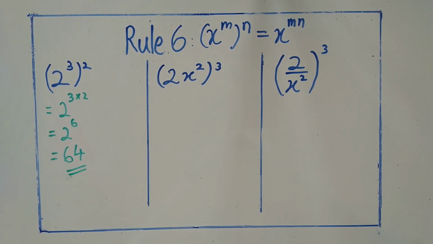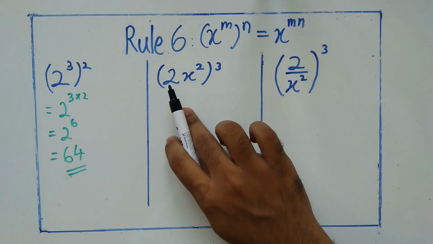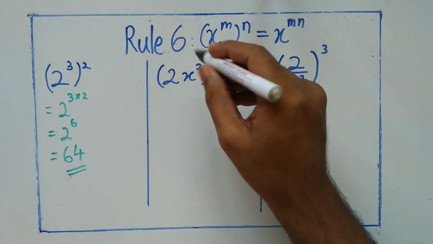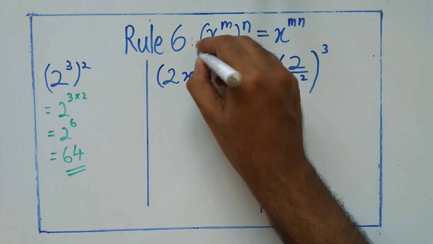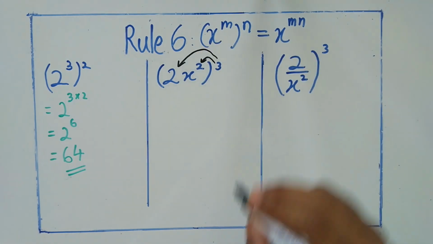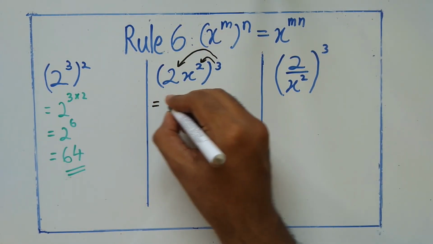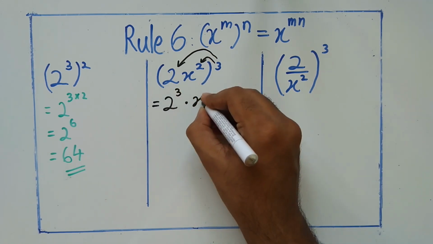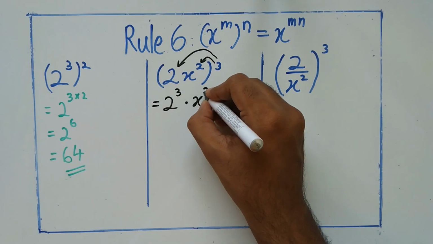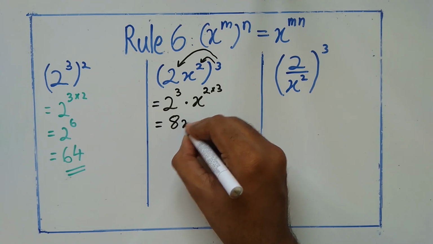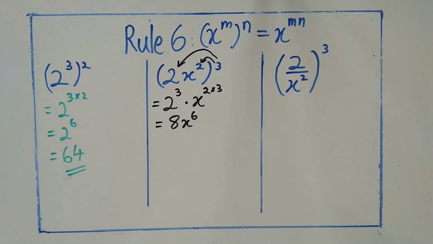In the second example, we have 2x squared in the brackets to the power of 3. Here, when we open the brackets, we have to multiply 3 into 2 and into x squared. This will give us 2 to the power of 3 times x to the power of 2 times 3. This gives us 8x to the power of 6.